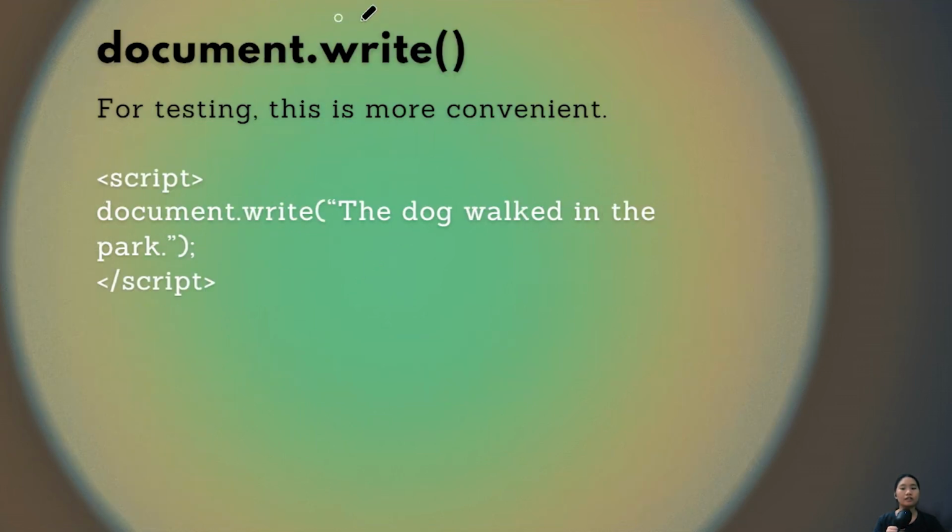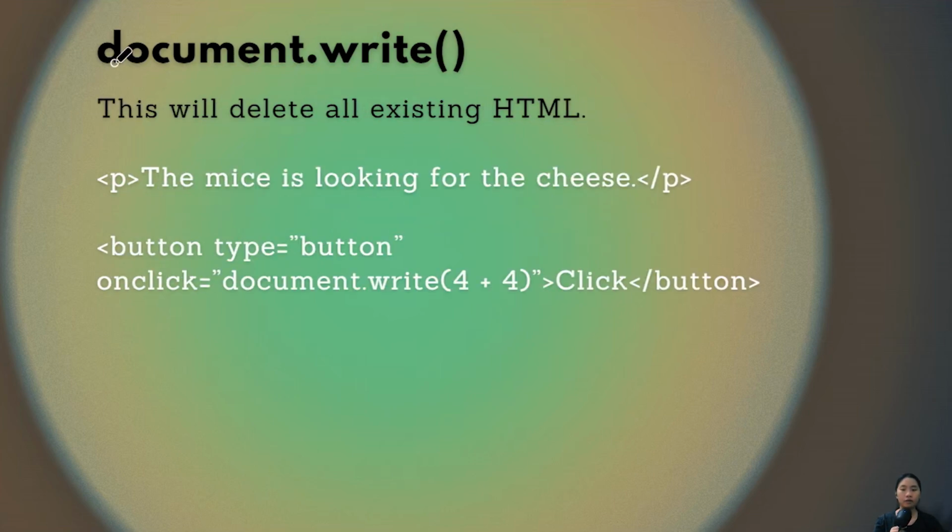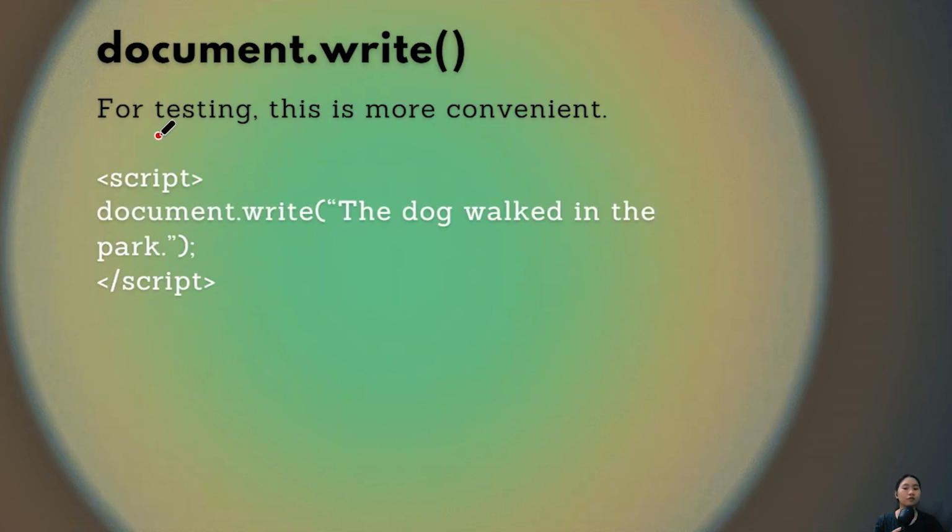Next up is document.write. document.write, like console.log, is mainly for testing, and it makes it really, really convenient. And very simply, document.write, the dog walked in the park. Now, it's not going to replace any HTML element, okay? It's not going to do anything like that. It's just going to put the dog walked in the park right on your browser, right there in the HTML file. Now, one thing with document.write is that it will delete all existing HTML.